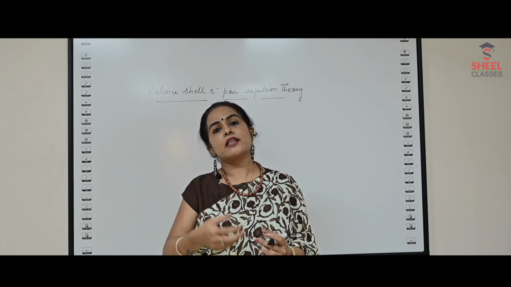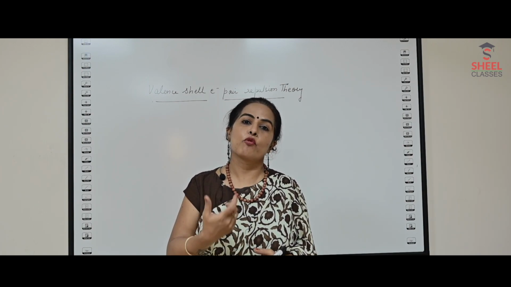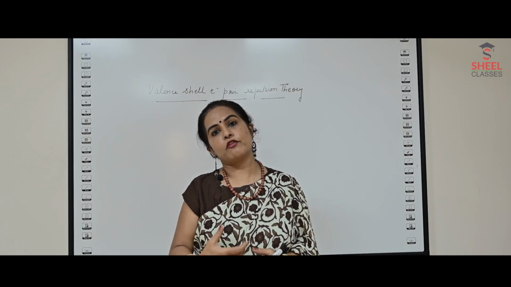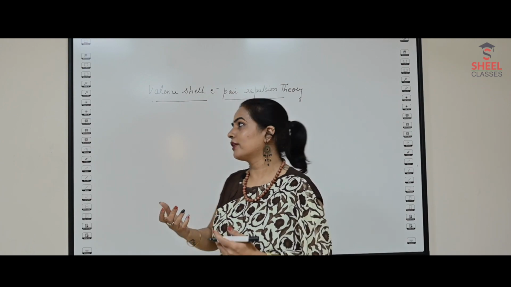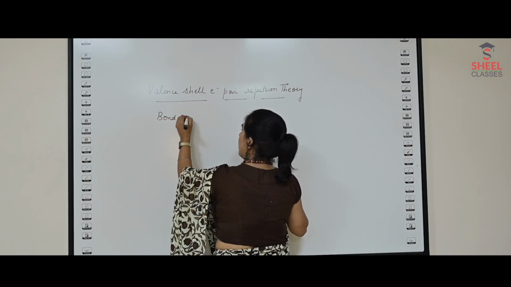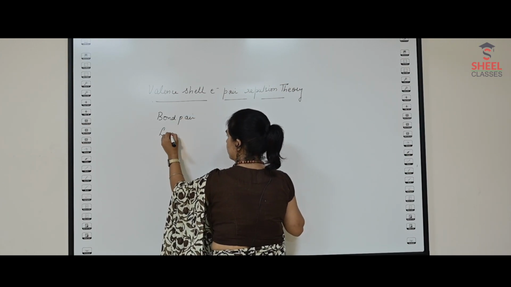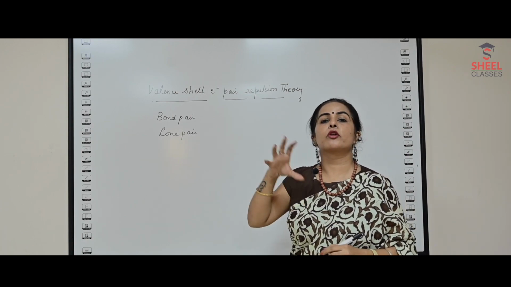So it stated that in the valence shells there are electrons and they may be exerting certain forces which are responsible for changing the shape and the geometry of the molecule. And as we know that there are bond pairs and there are lone pairs. Now they are categorized into repulsions.